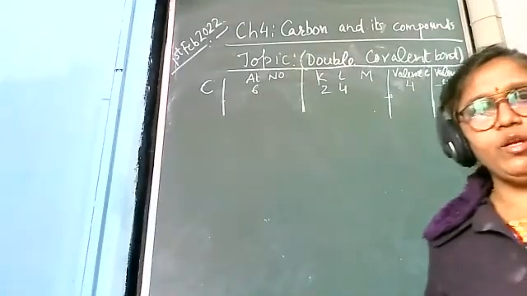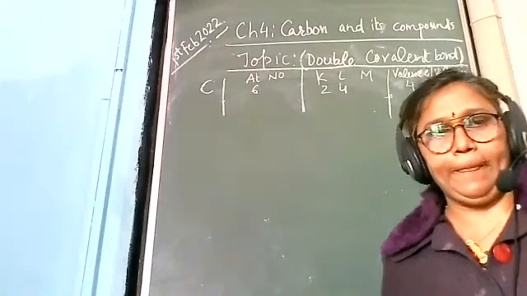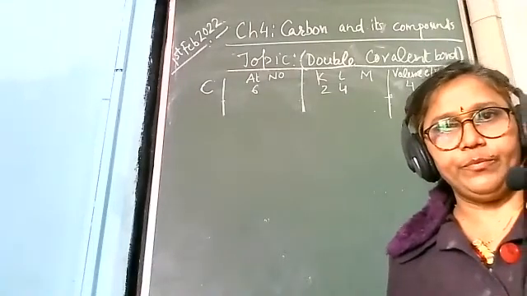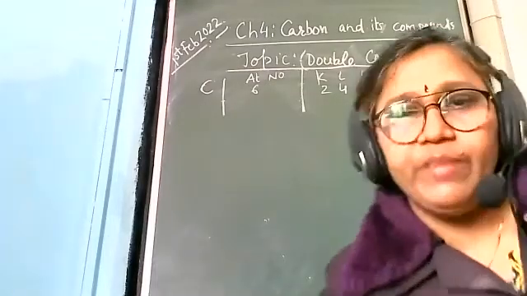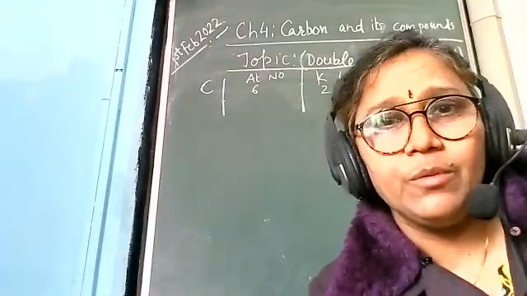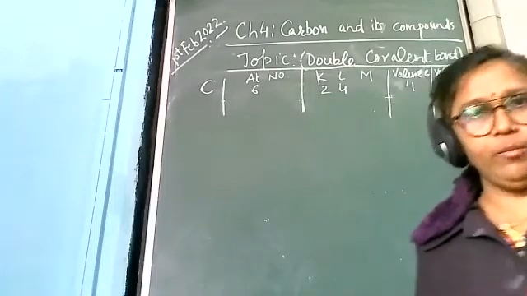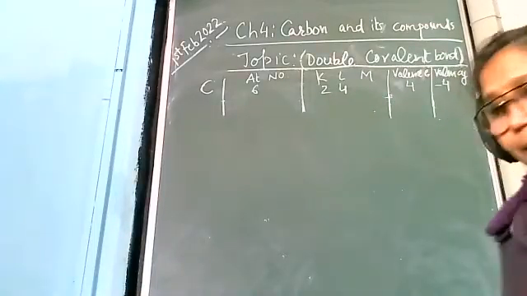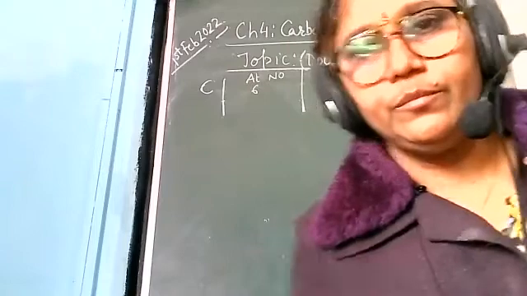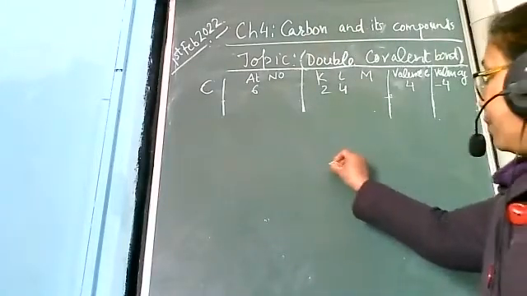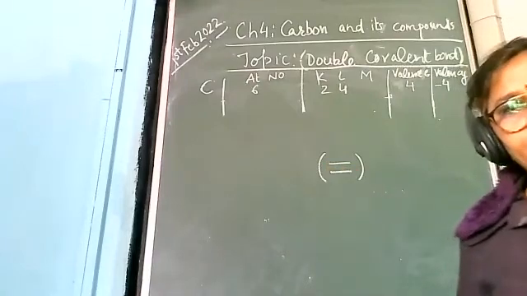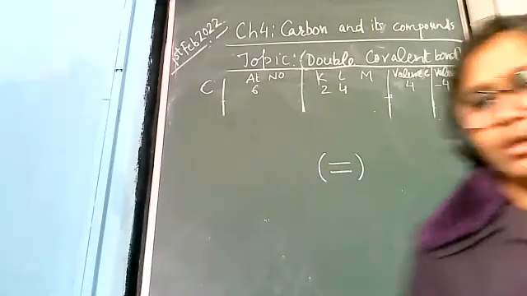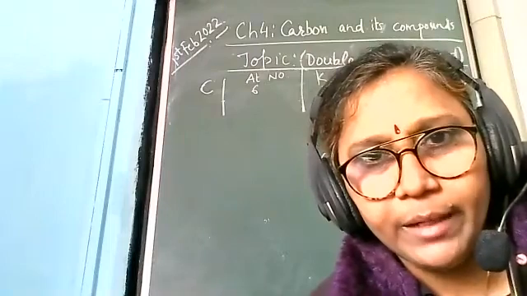So what was a double covalent bond, children? When two pairs of electrons are shared. Sharing of two pairs of electrons between two or more atoms is known as a double covalent bond. And how is it represented? It is represented by a double line between the two atoms where the sharing is going on.